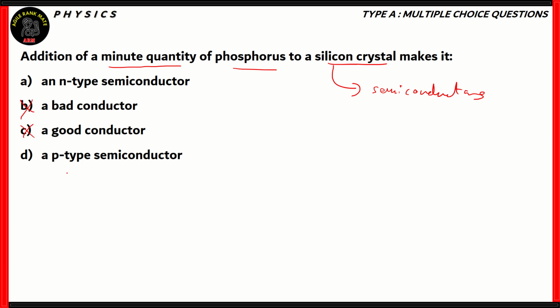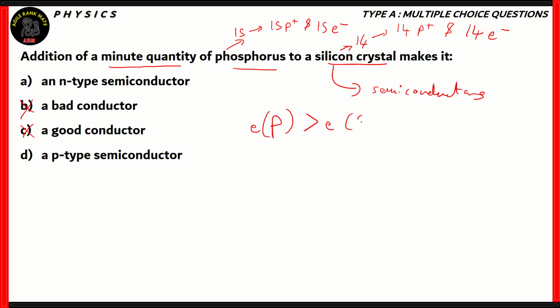Now, whether it is a P-type semiconductor or an N-type semiconductor depends on what is added. If you know your periodic table, you know that silicon has atomic number 14. So that means it's got 14 protons and 14 electrons in an atom. Phosphorus has atomic number 15, which means it's got 15 protons and 15 electrons. Now, if you notice, electrons of phosphorus are more than electrons of silicon.